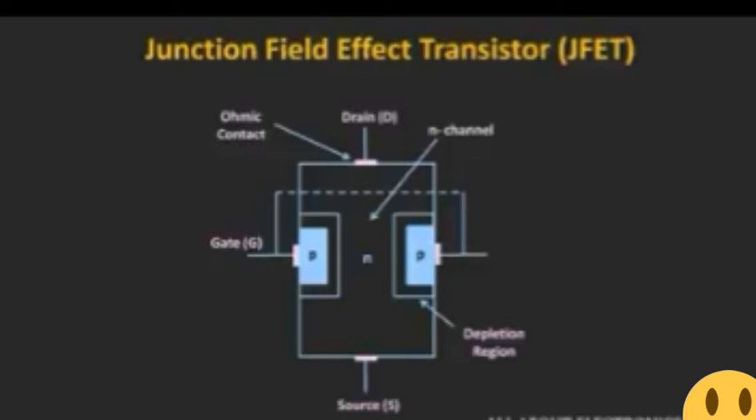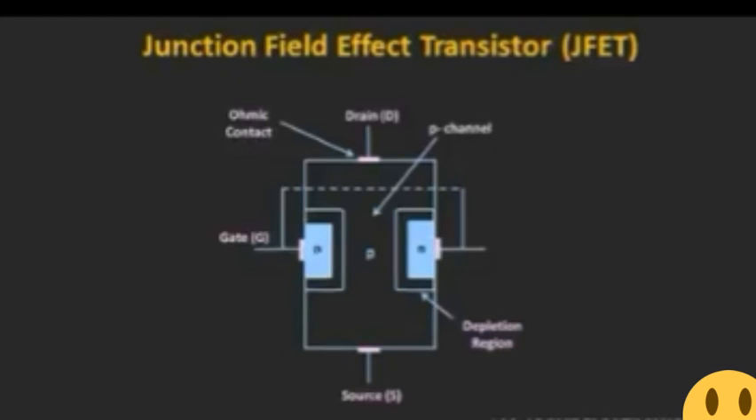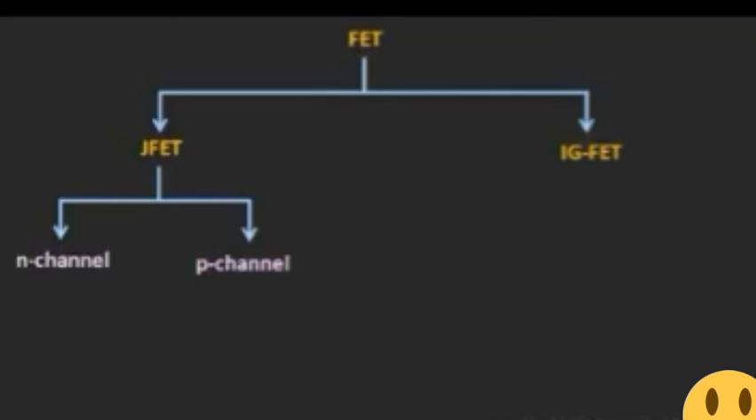As I said earlier, if the channel is made of n-type semiconductor it is known as an n-channel JFET, and likewise if it's made of p-type semiconductor, then the JFET is known as a p-channel JFET. So in this way there are two types of JFET, the n-channel and p-channel JFET.